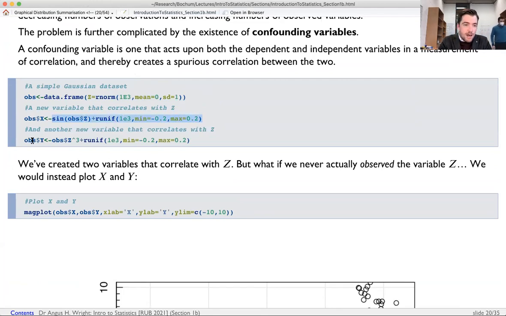And we can create another variable y that is also a function of z plus some noise. Now, crucially, x and y know nothing about one another. If I was to modify the way in which x is generated, y would have no knowledge of that. And therefore, they are totally unrelated.